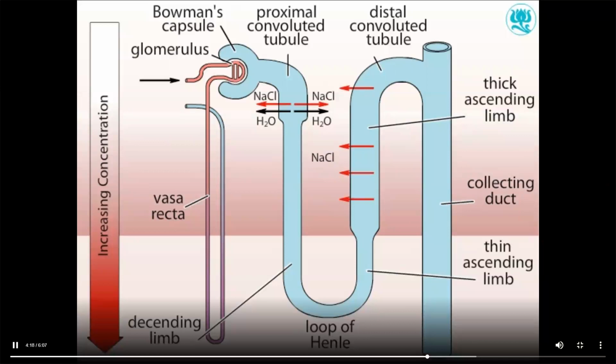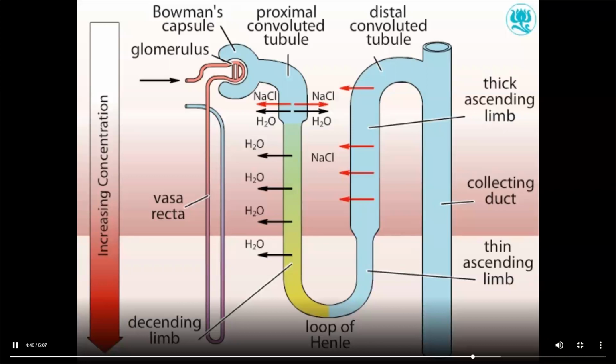The descending limb, in contrast, is permeable to water, but not very permeable to sodium and chloride ions. Since the surrounding fluid has been made more concentrated, water leaves the tubule by osmosis. As a result, the fluid in the descending limb becomes more concentrated as it flows toward the bottom of the medulla. The thin ascending limb is not permeable to water. It is, however, permeable to sodium and chloride ions.